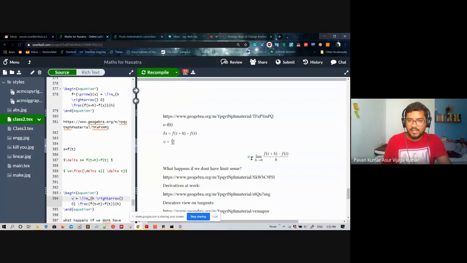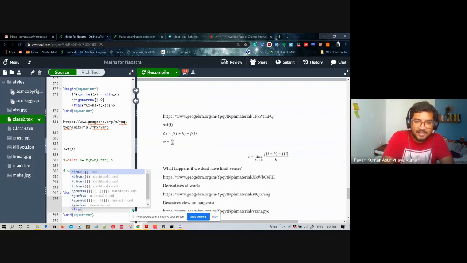So if I want to find out the exact velocity, I just do this. In other words, it's exactly this, right?